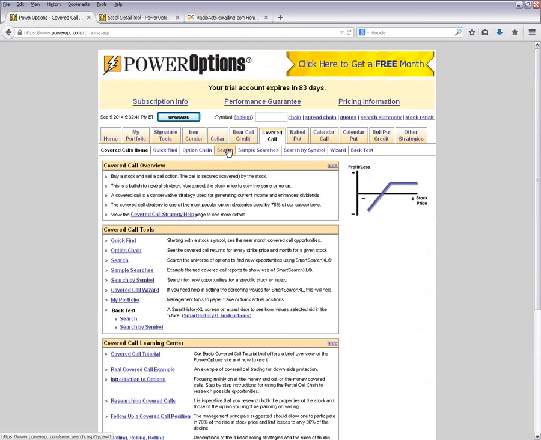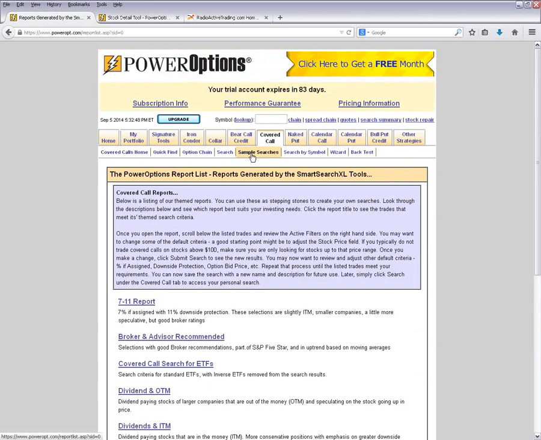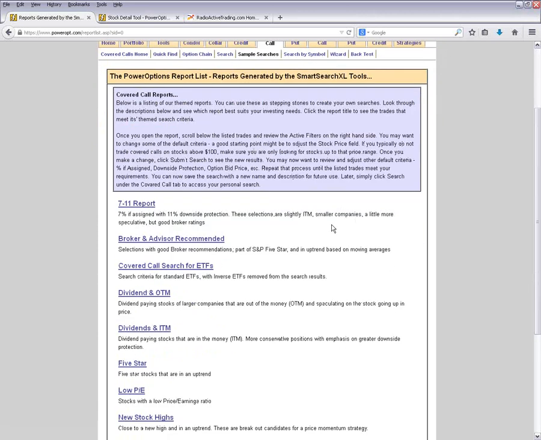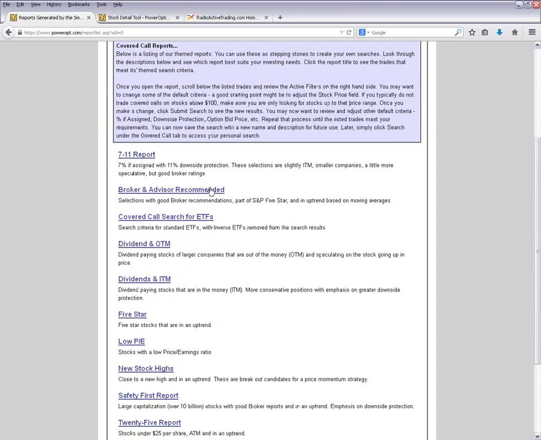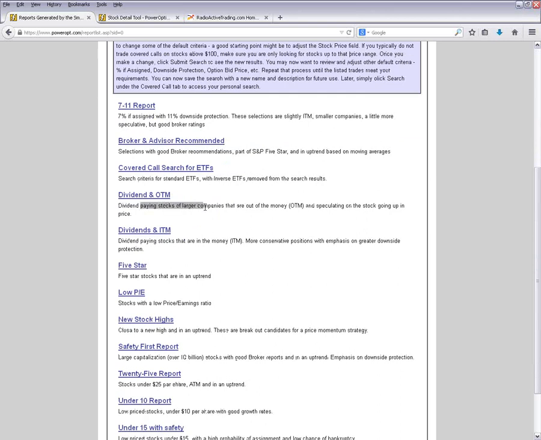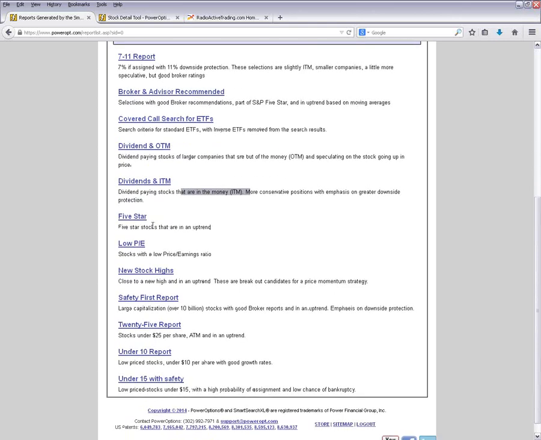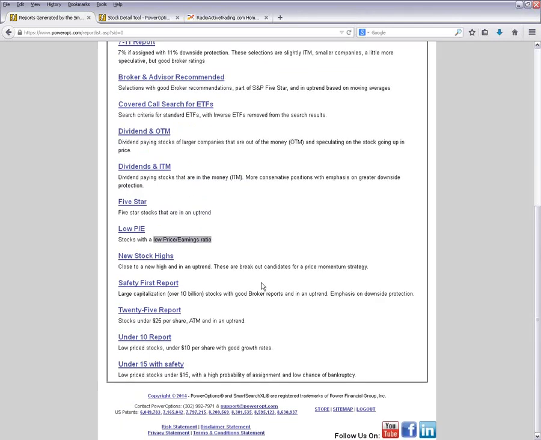But Sammy, I think the best approach for you, depending on what strategy you're doing, is to go into sample searches first. Ernie and I have created themed searches for you to use as a stepping stone. We're kind of explicit in what they are. For example, here in covered calls, the broker and advisor recommended: it's covered call selections with good broker recommendations. They have to be part of the S&P 5-star group, and they have to be in an uptrend. Oh, you want to do a dividend covered call? Okay, you can do dividends with out-of-the-money covered calls, and here's a preset search for dividends and in-the-money covered calls. 5-star stocks in an uptrend, stocks with a low price earnings ratio, and if you have a smaller account and you're doing covered calls, there are searches there for the 25 report, under $10 and under $15 with safety.